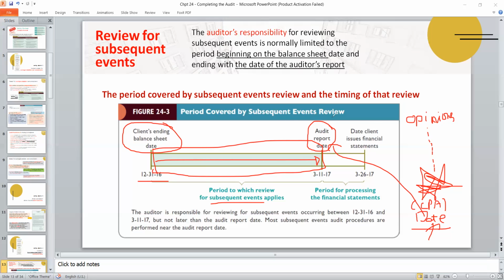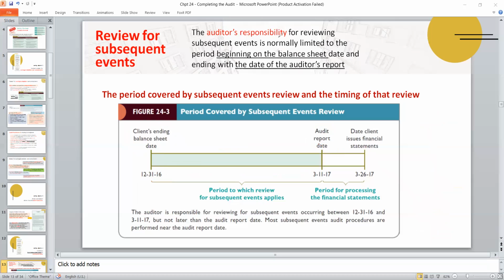Okay, that's the subsequent event in the simple way. Okay, so what is the auditor's responsibility? You need to know when the auditor's responsibility ends.